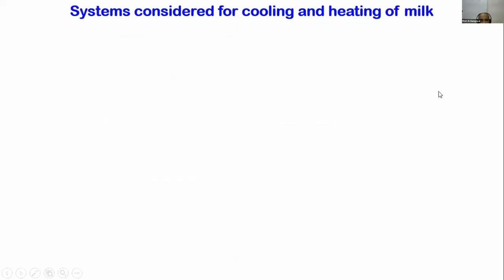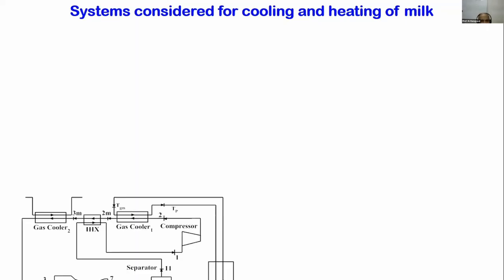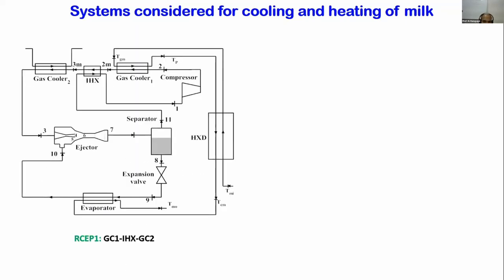Now for the system that we have considered for simultaneous cooling and heating of milk, there are several possibilities. For example, we call this system RCEP1. Again, you can see that this system uses an ejector in place of an expansion valve. Then you have a phase separator, and this is the expansion from the suction pressure to the evaporator pressure. And you can see that there are two gas coolers, because the temperature glide in the gas cooler is from about 35 degrees to about 100 degrees or so. This entire temperature range is not useful for milk heating, so only a part of the gas cooler heat can be used for heating of milk. The remainder has to be rejected to the surroundings.